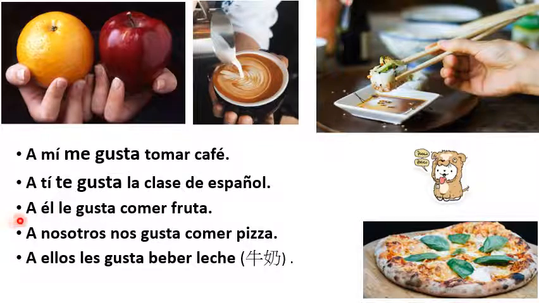好,接下来呢? A nosotros nos gusta comer pizza. Right? We like to eat pizza. 最后, a ellos les gusta beber leche. Right? They like to drink milk, or drinking milk is pleasing to them.